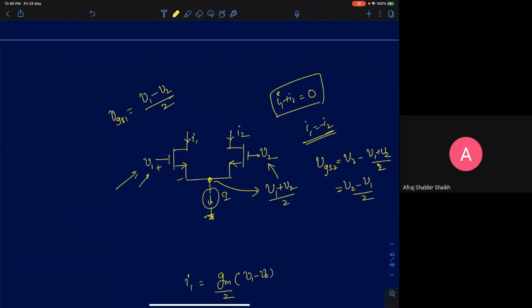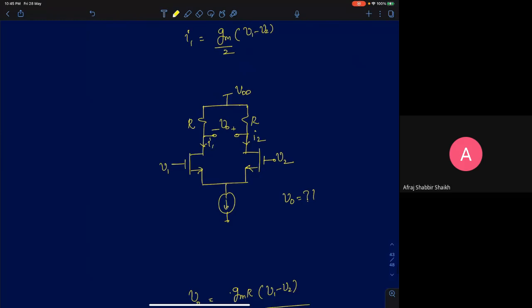So now the small signal current I1 is given by Gm into V1 minus V2 by 2, and I2 is minus Gm into V1 minus V2 by 2. So if you look at this circuit, the drain currents in both these MOSFETs are proportional to the difference between the two voltages. They are proportional to V1 minus V2. Is that right? The currents are proportional to the difference between the two voltages.